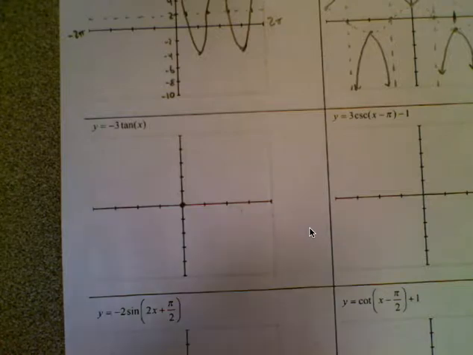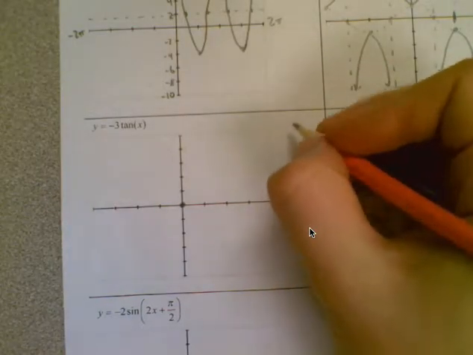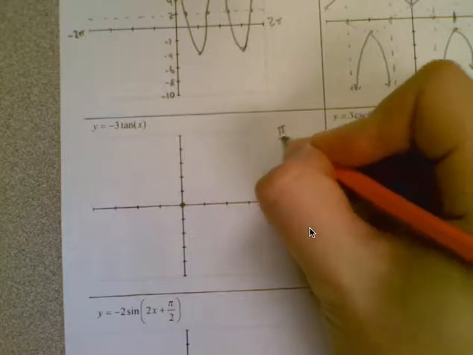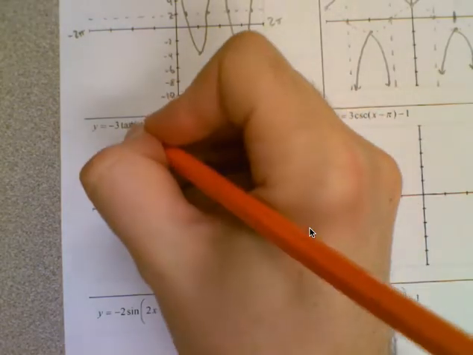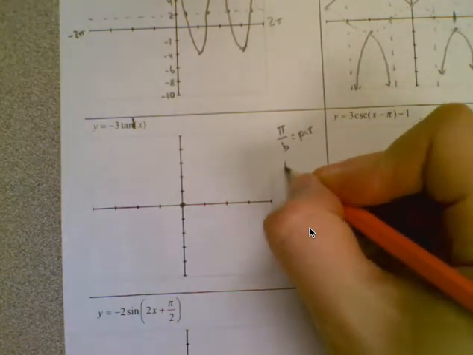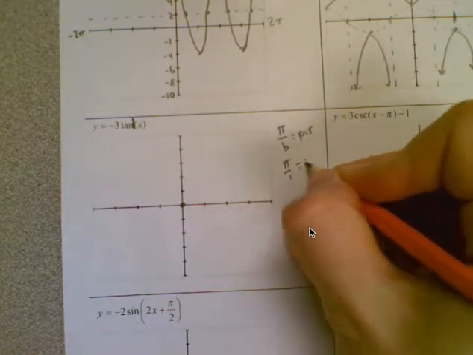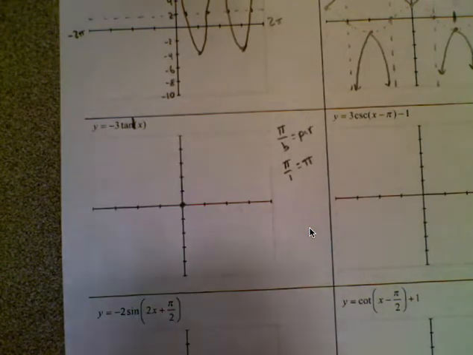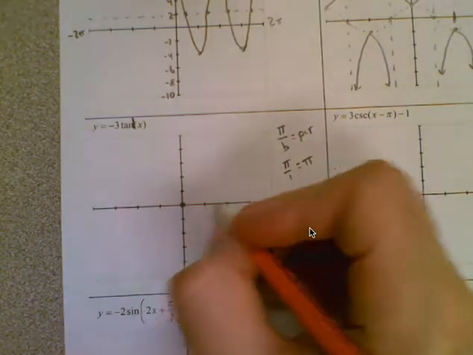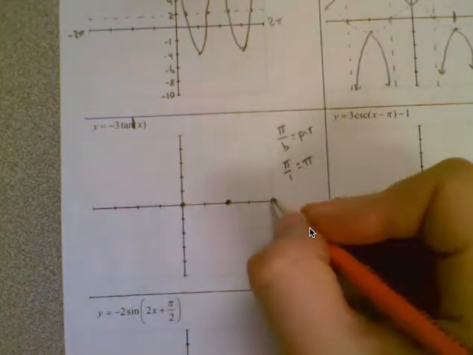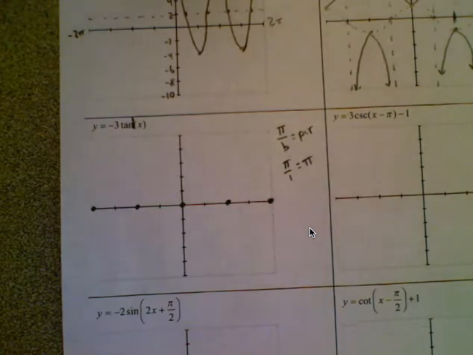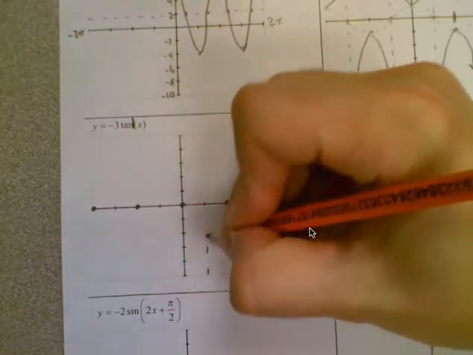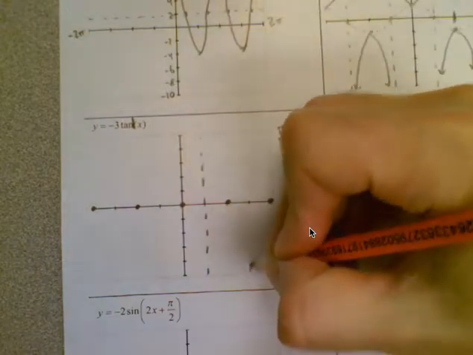The next important thing to know is what the period is. Remember, for tangent, the period is pi over b equals period. So here, the b value is just a 1. So that means that we've got pi over 1, which equals pi. What that tells us is this is our starting point. If you go pi away, we need to have another starting point, and we can keep repeating that. The asymptotes for tangent always show up in between those midline points.